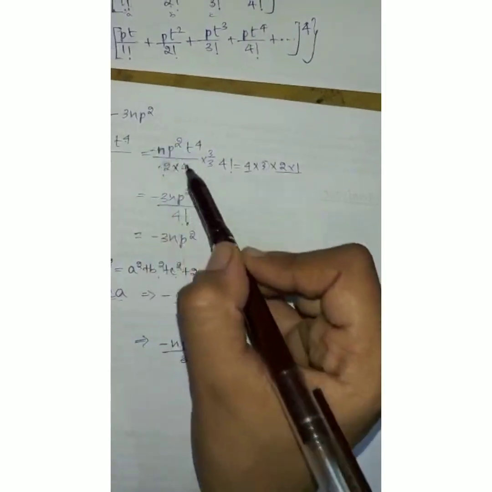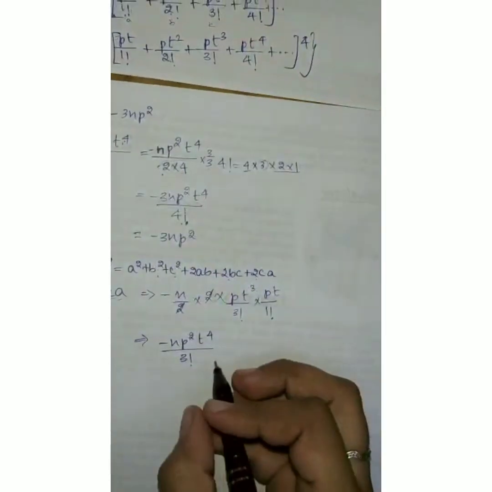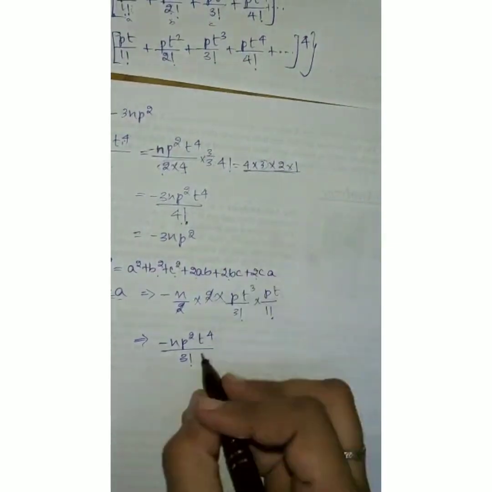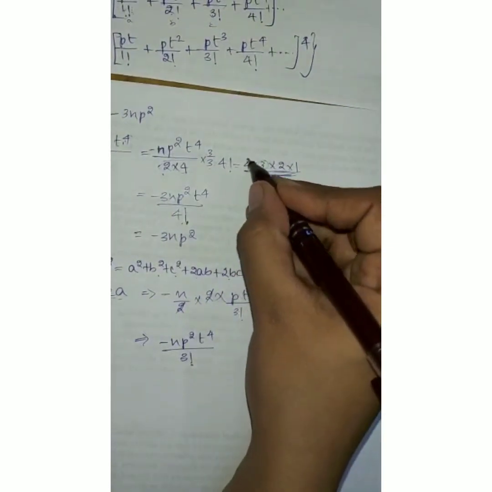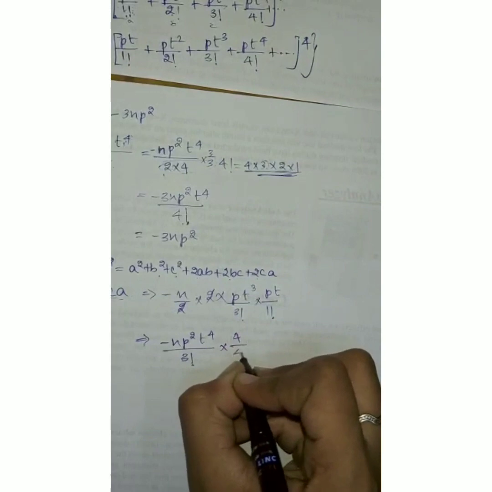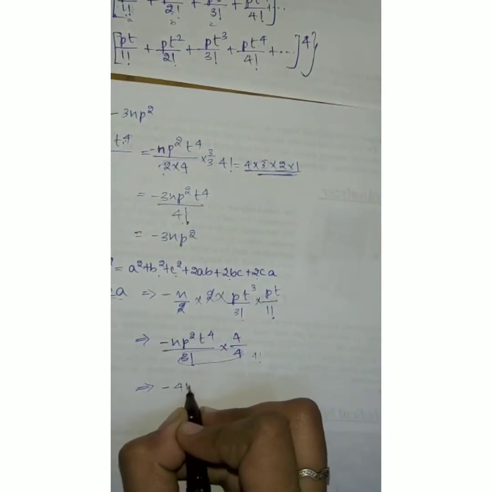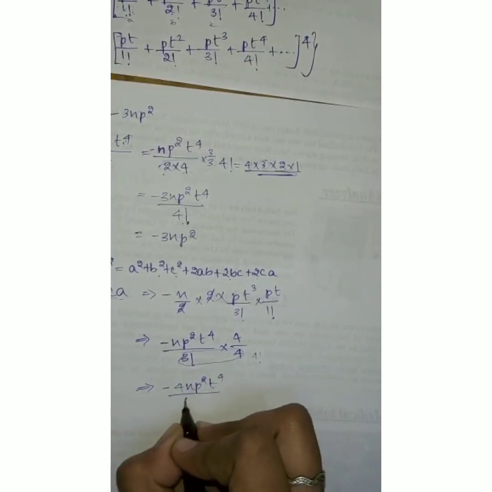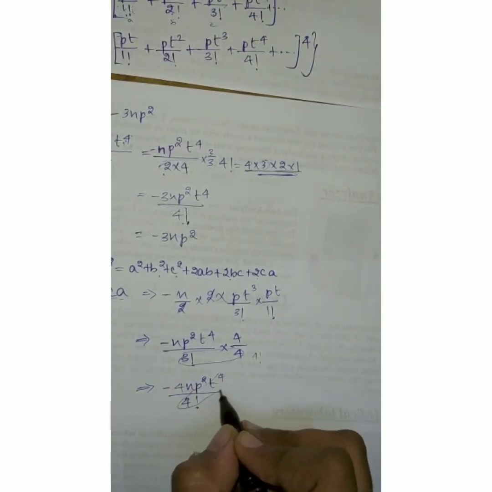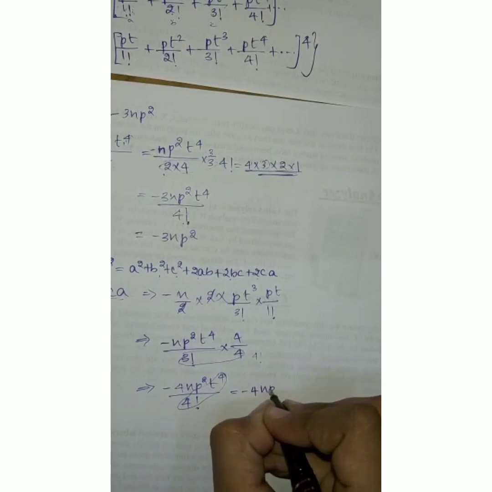But we need t power 4 by 4 factorial. As said earlier, 4 factorial is equal to 4 into 3 into 2 into 1. But 4 is missing, so multiplying and dividing by 4, this becomes 4 factorial. So that is equal to minus 4np square t power 4 by 4 factorial. So therefore that is equal to minus 4np square.